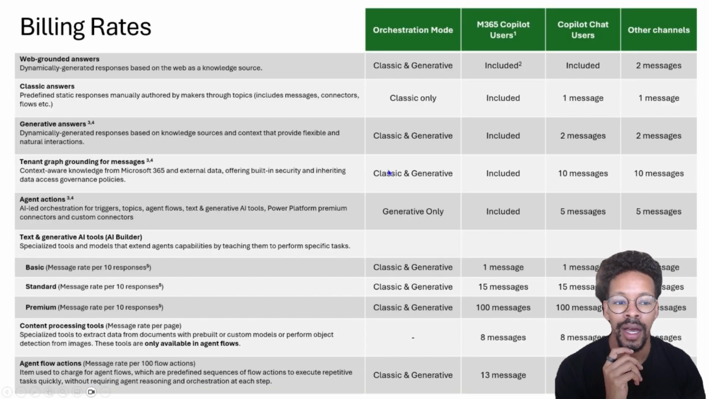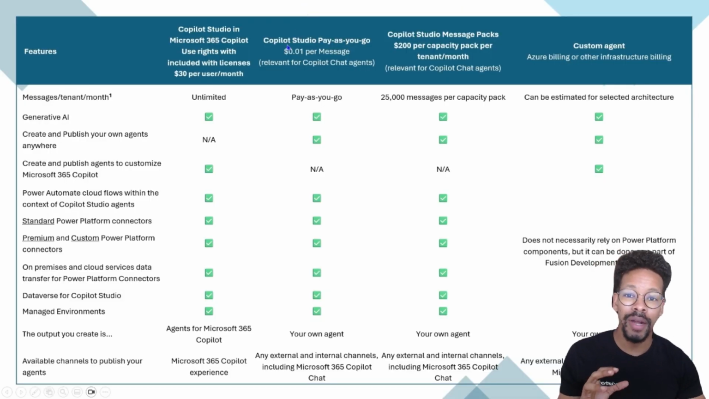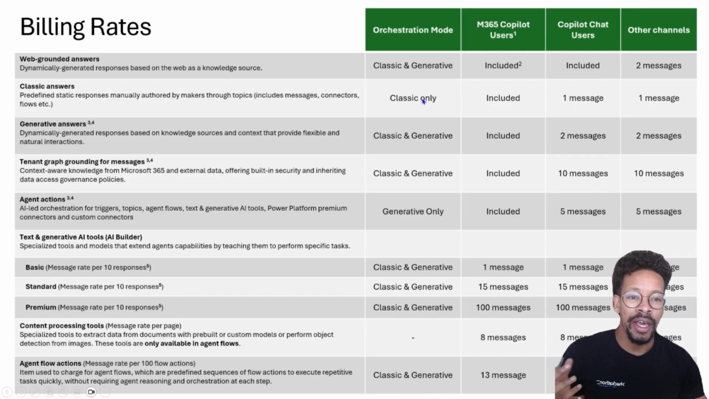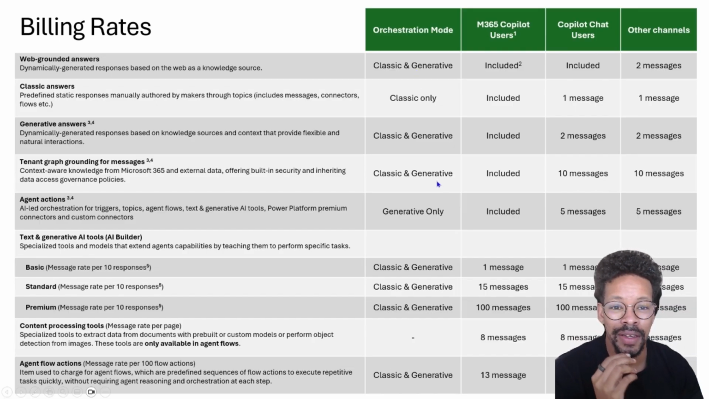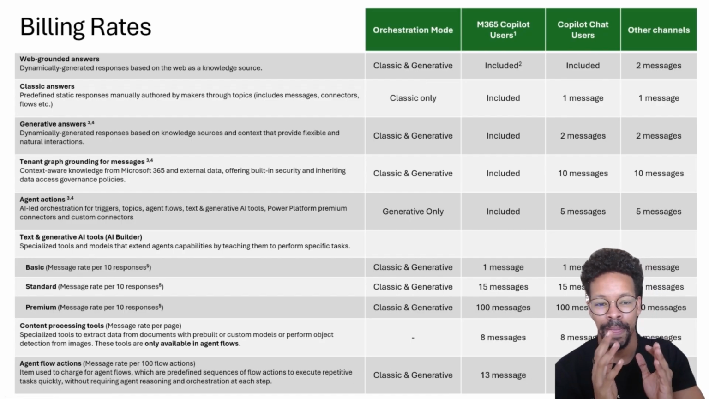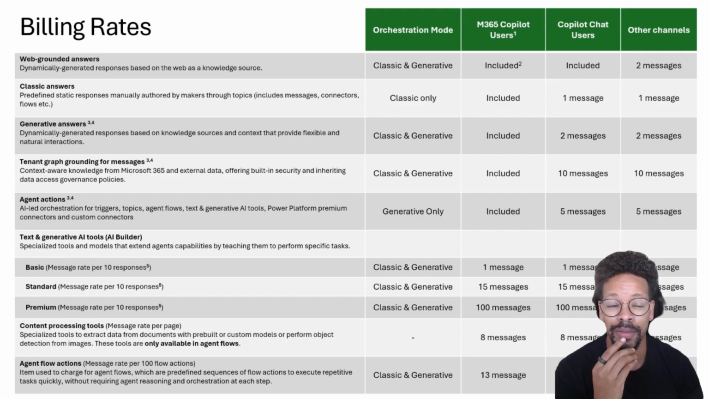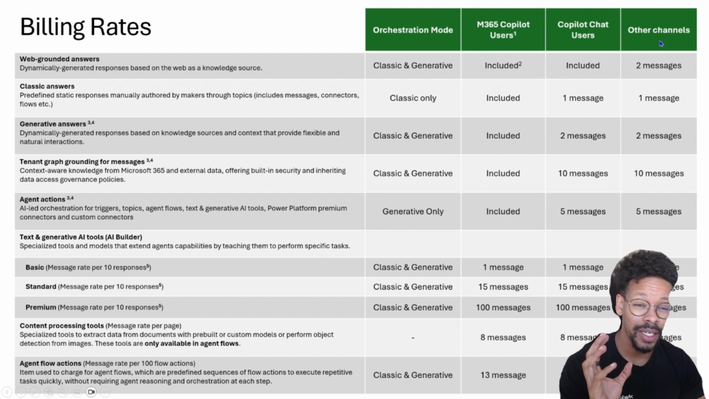So how much do you pay? That's the thing. So if we go back here, one message with pay as you go is 0.01 dollars. And so depending on the mode of the agent, if the agent is classic or generative, then there is different, not very different, but I would say then the users usually have to pay for everything if you deploy the agents to other channels.